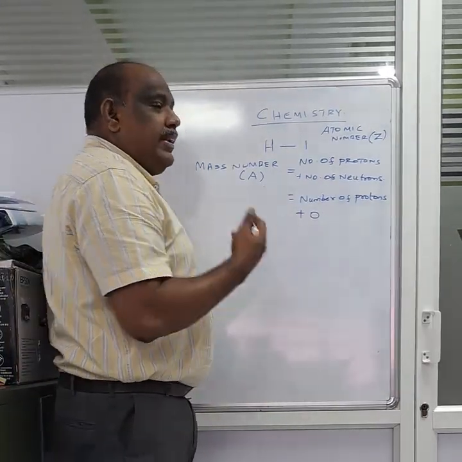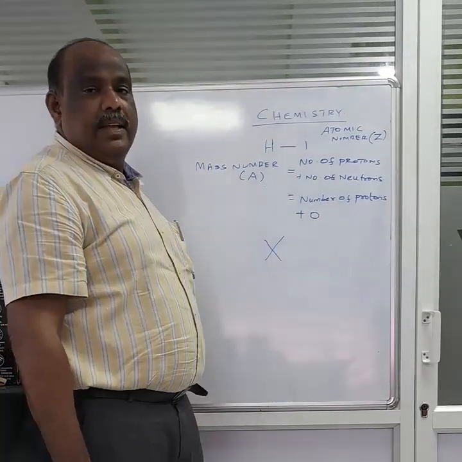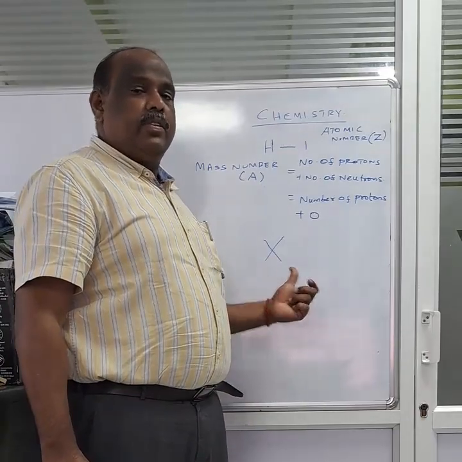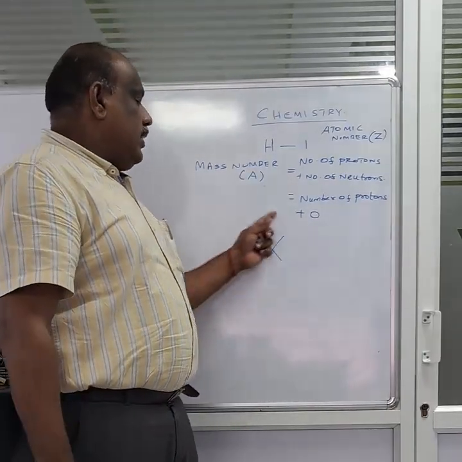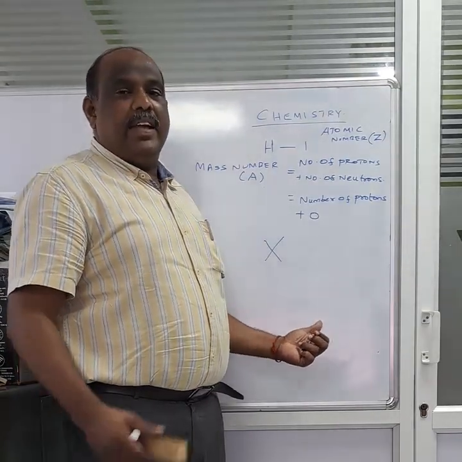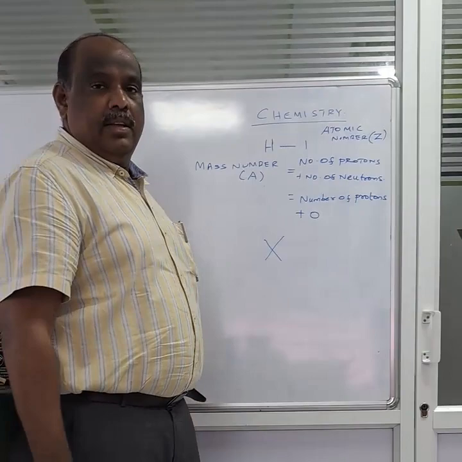So generally, if I have an element, let us say the element is capital X, it can be any element: hydrogen, helium, lithium, beryllium, whatever the element. We can generally call the element X. It need not be X also, but we are keeping X. So X here indicates any element.